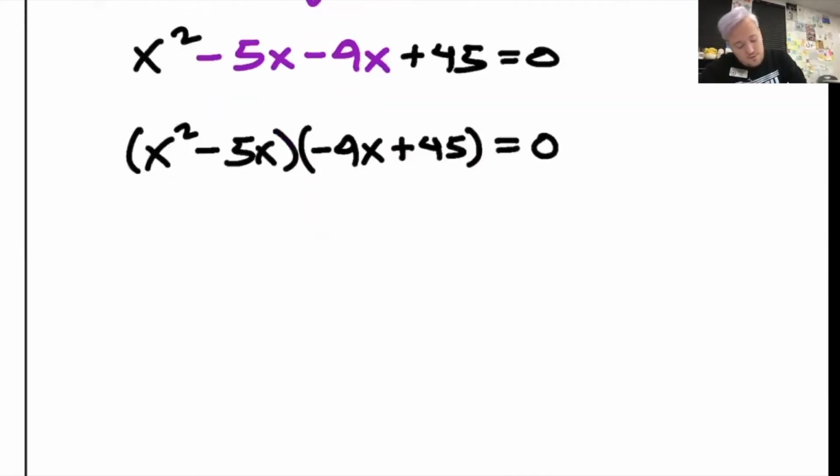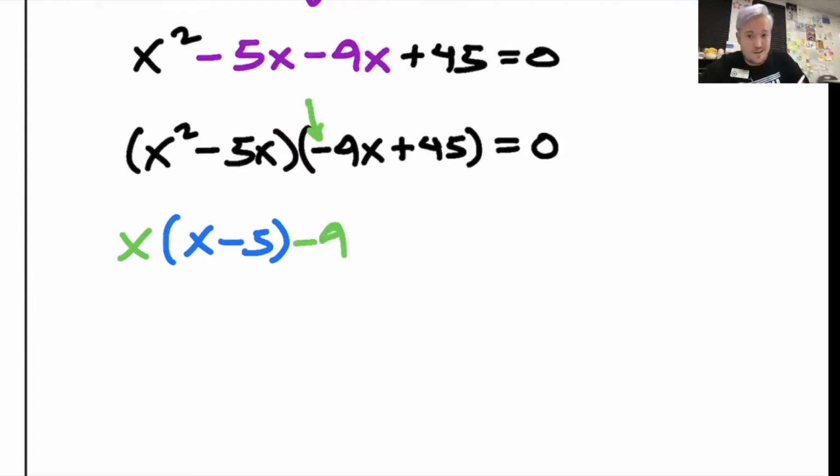I'm going to take out the GCF. So of the first group right here, between x squared minus 5x, I'm going to take out that x. So that means I'm going to have x minus 5 left. Now in your second group over here, I'm going to take out a negative 9. So remember, if your first term here is negative, you have to take out a negative. So I'm going to take out that negative 9. We're going to have x minus 5 left.